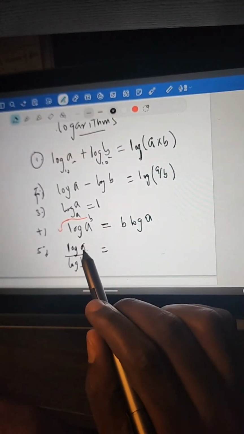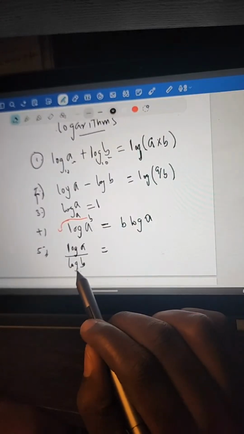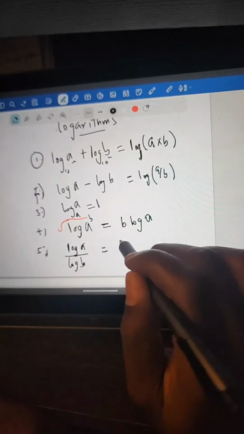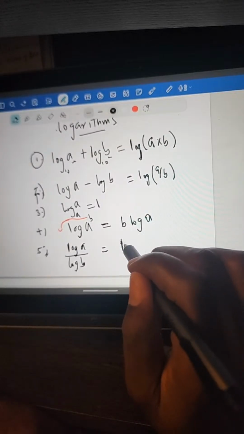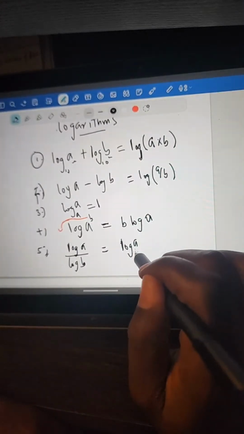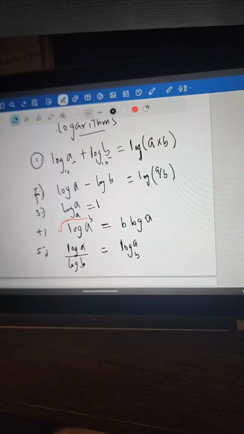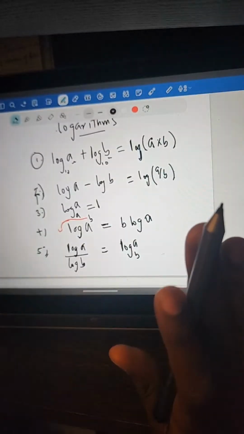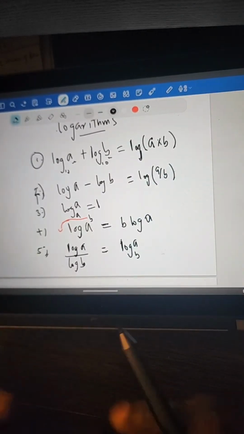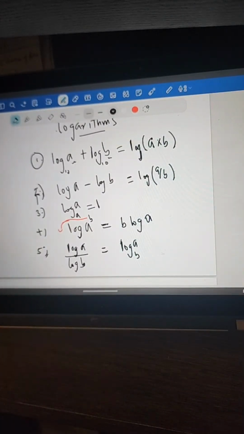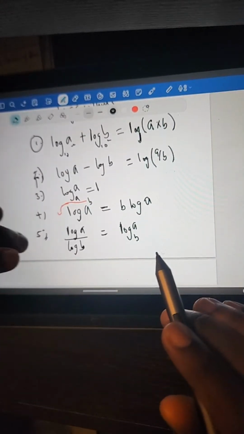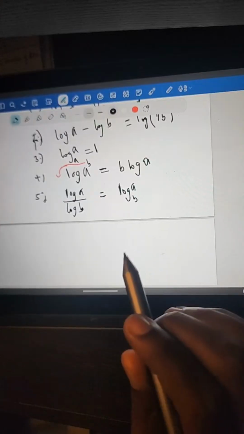Now, look at this. We have log A over log B. The rule says if they have the same base, you can rewrite this as log A base B. So we have this, log A base B. So these are the basic laws of logarithm. I'm just giving you 5. We have so many, but I'm going to be using these laws in my examples.